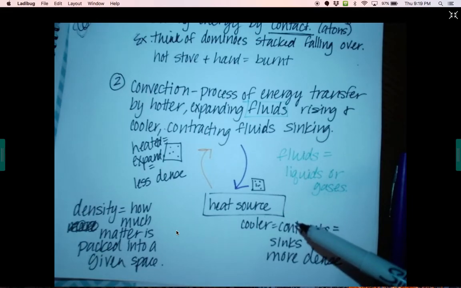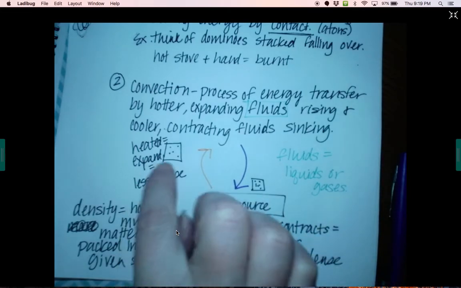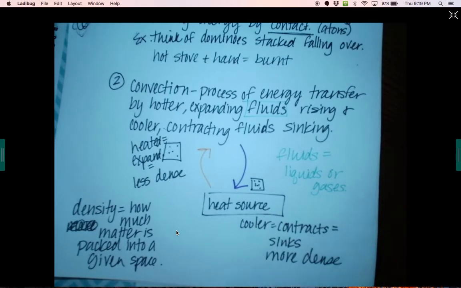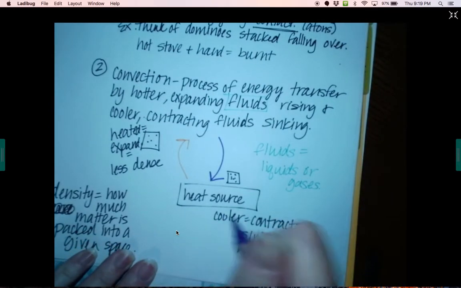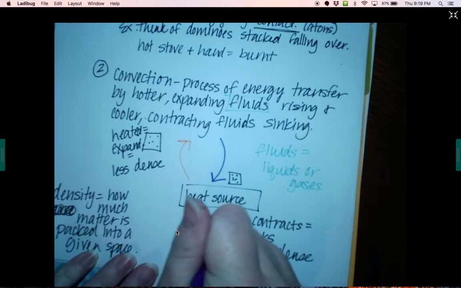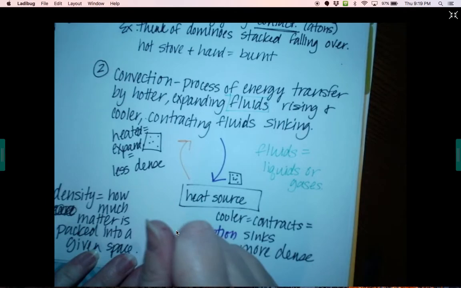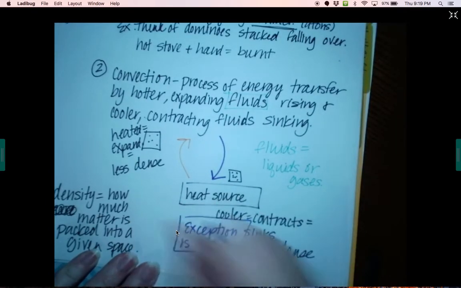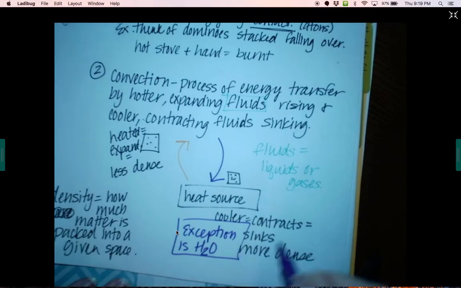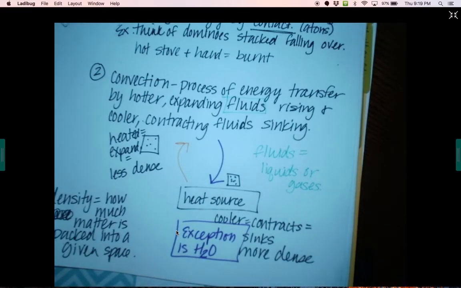When things cool, they will contract. Let's just pretend you have 100 atoms. They're going to shrink more than they will up here. Now, there is an exception for when cooler things contract. The exception is H2O. This is the only thing that we know of that as it cools, it expands. Water expands. That's why we have weathering. That's why rocks will crack. That's how we end up with potholes and stuff like that.